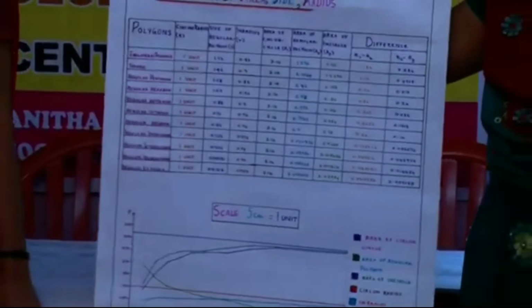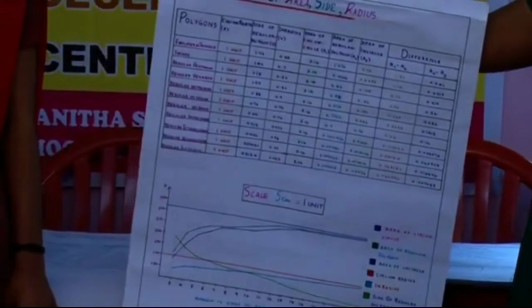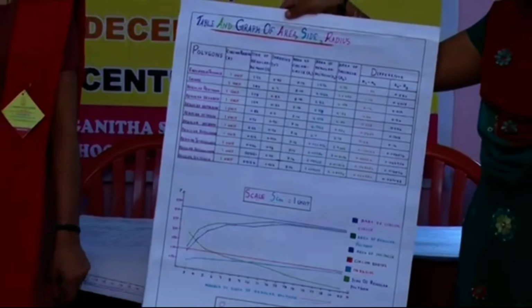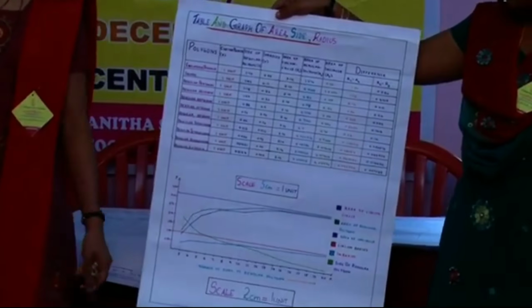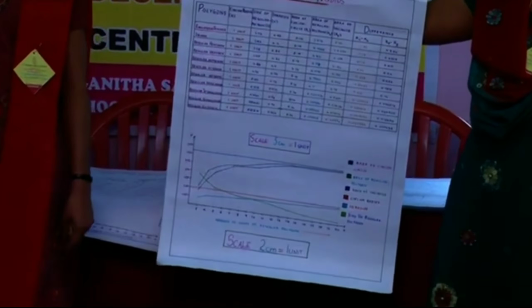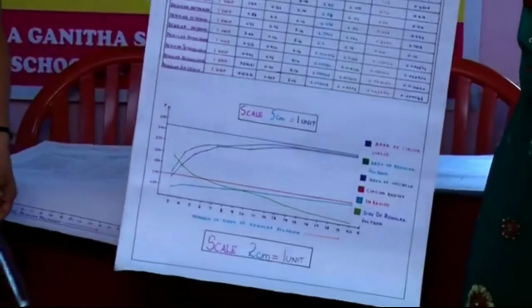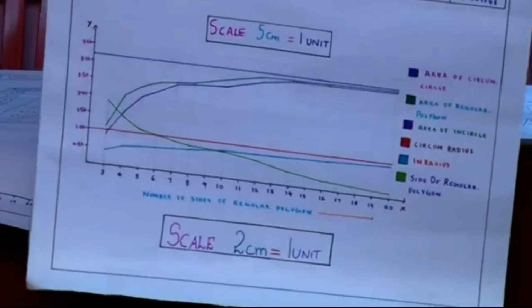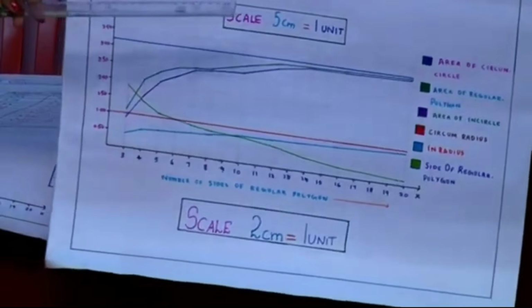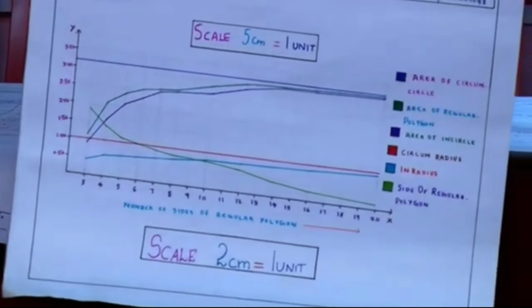We calculated the area of the regular polygon using the formula NSR, where N is the number of sides, S is one side, and R is the inradius. We calculated the area of the circumcircle and incircle using the formula pi r squared, where r is the radius. We converted the area, side of regular polygon, inradius and circumradius using the scale 5 cm equals 1 unit. Using this, we made a table.